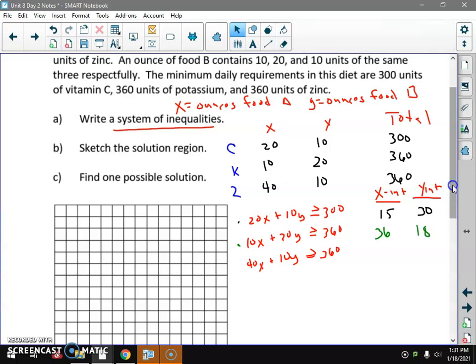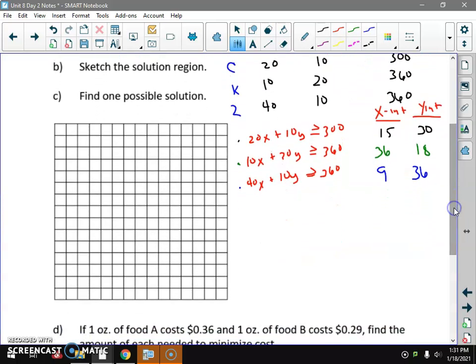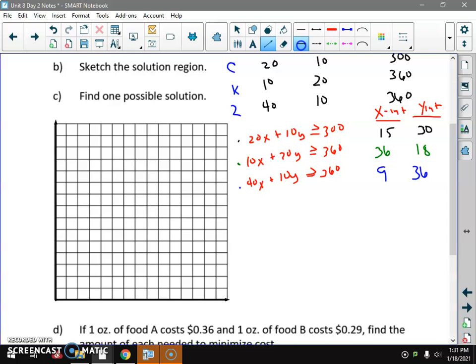And let's do our blue one. 360 divided by 40 is 9. 360 divided by 10 is 36. So we are now ready to graph these 3 inequalities. So let's make an x-axis. Let's make a y-axis. Let's label them.